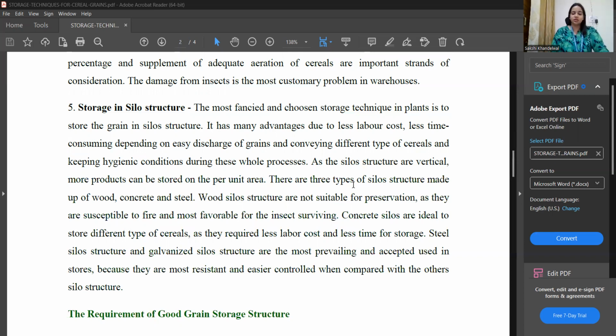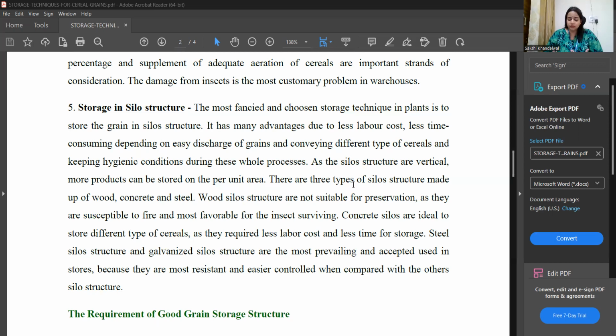The next is storage in silo structure. The most fancied and chosen storage technique in plants is to store the grain in silo structures. Silo structures are made of stainless steel. We put the grains in them. They are very huge in size. They are mostly made up of stainless steel, and they are in a vertical standing position, and they have a good aeration system inside them.